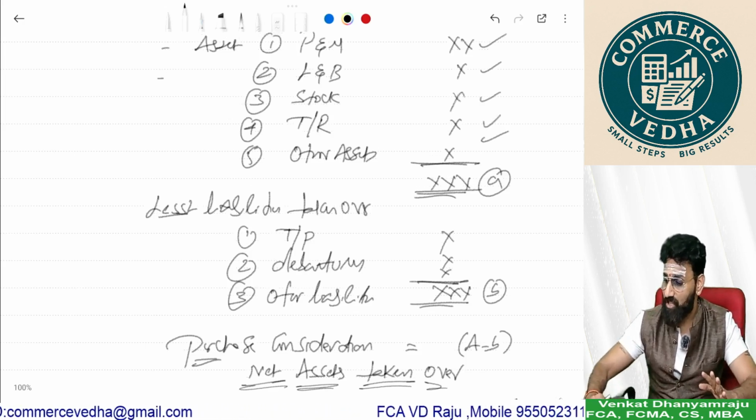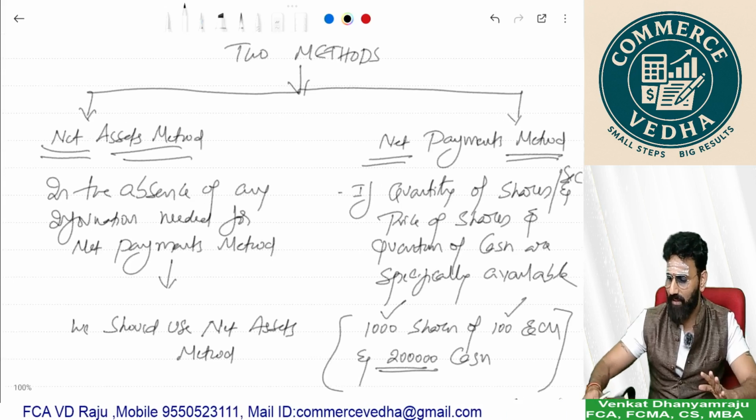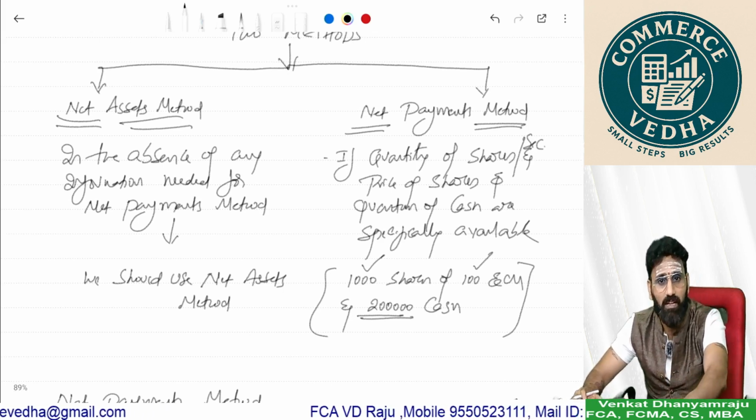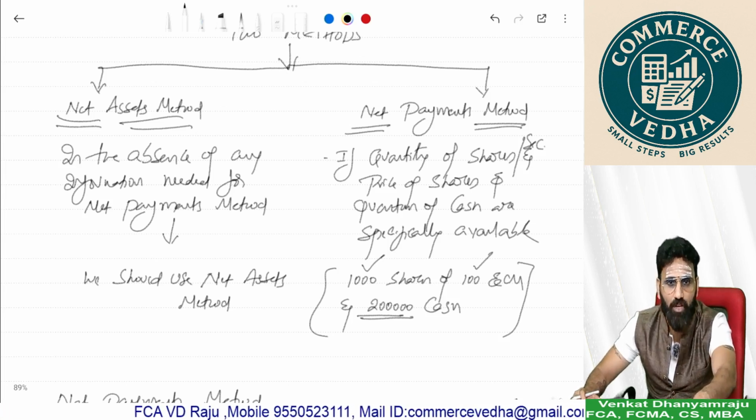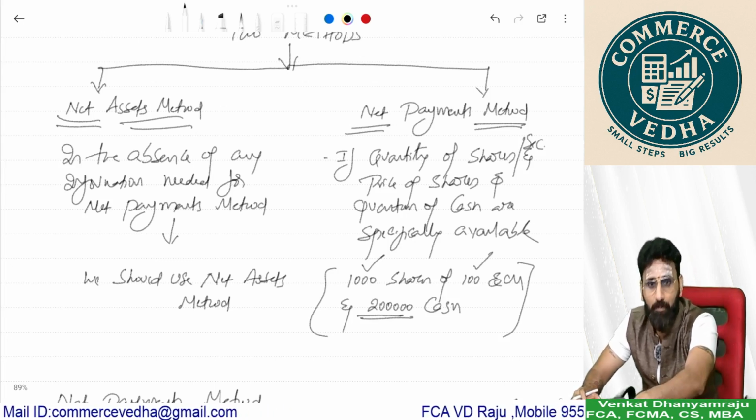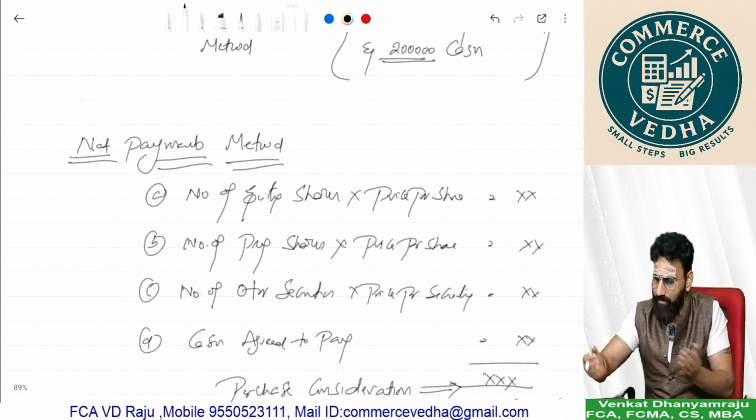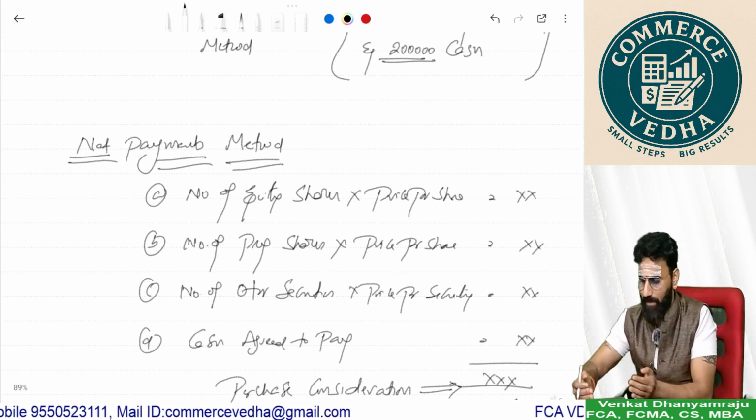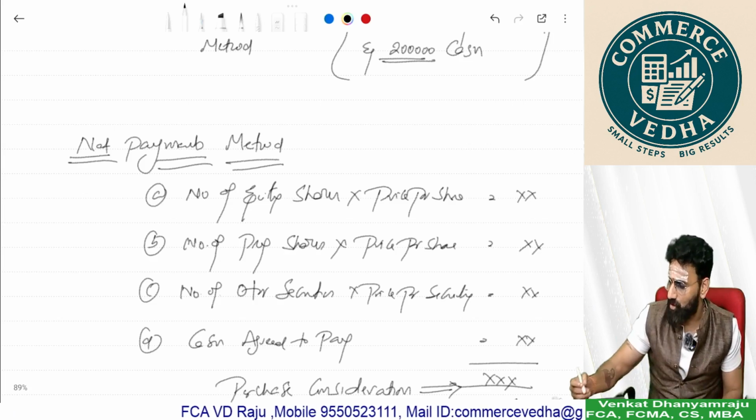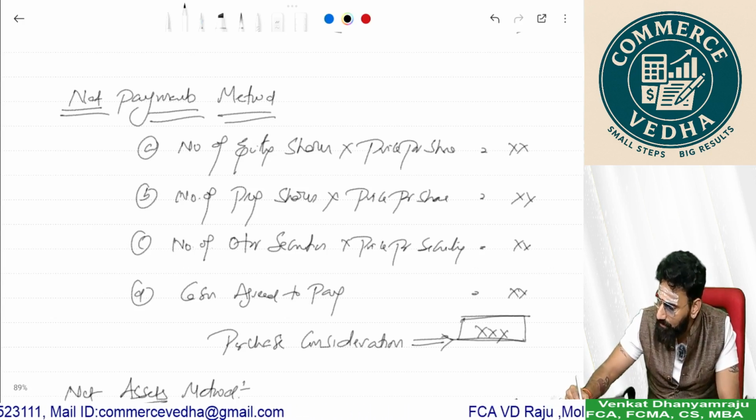And the purchase consideration can be computed by two methods. One is net assets and the other is net payments. If the information is very clear and available in the question about the number of shares, the price and the cash balance, about the number of securities and the price, then you simply multiply the number of shares into the price, the number of securities into the price, and add the total cash agreed to pay. If you aggregate everything, that is called the net payments method, and the total is the purchase consideration.